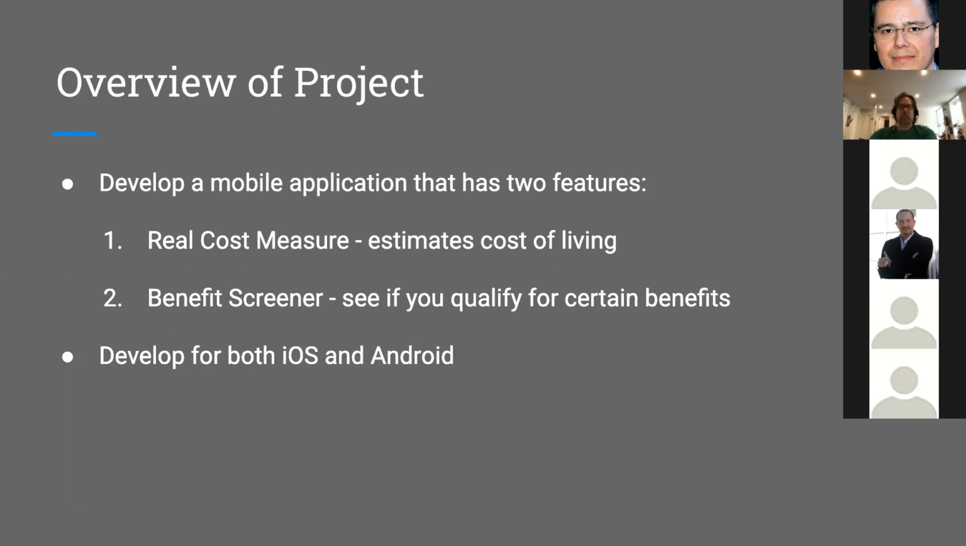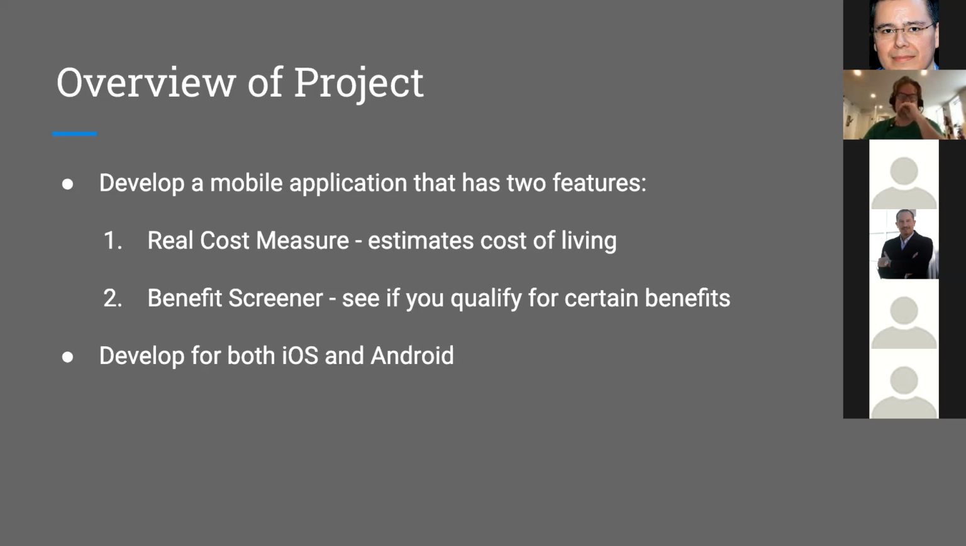So, an overview of the project: what we did for the semester was we developed a mobile application. First and foremost, we developed that. And we had two features: the real cost measure, which estimates how much it costs to live in a specific area based off of your income and your age, and the benefit screener, which shows if you qualify for certain benefits like food stamps, school lunch, or free Wi-Fi, and a little bit more.